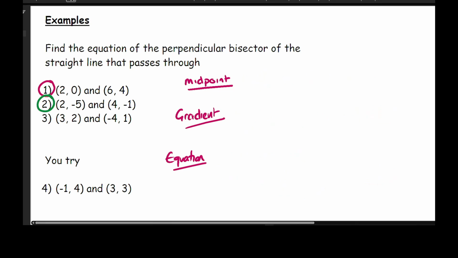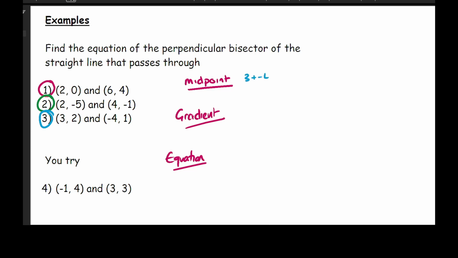So now let's have a look at example 3. So to find the midpoint, we add the two x ordinates. So I've got 3 plus minus 4 over 2, and I'm going to end up with 2 plus 1 over 2. So this is going to give me minus 1 over 2, and it's going to give me 3 over 2 as my coordinate.